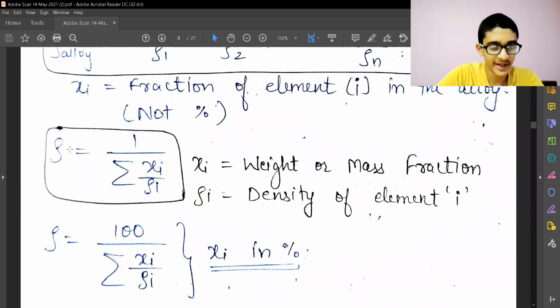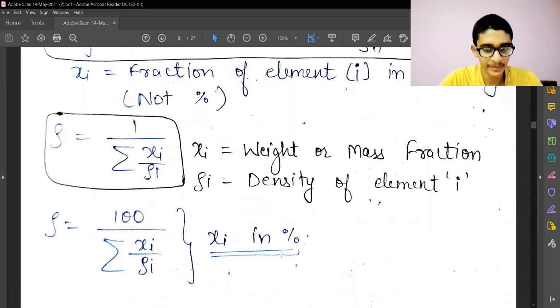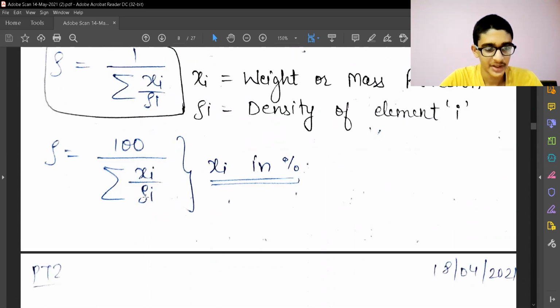And this is the final formula. That means density is equal to 1 by summation of xi by rho i, where xi is the weight or mass fraction and rho i is the density of element i. And when I want to use xi in percentage, I can directly put 1, 2, 3 percent, and then I just multiply by 100 on the top.